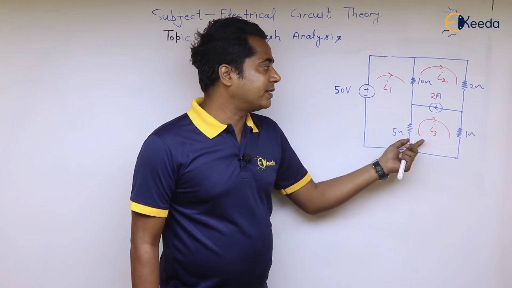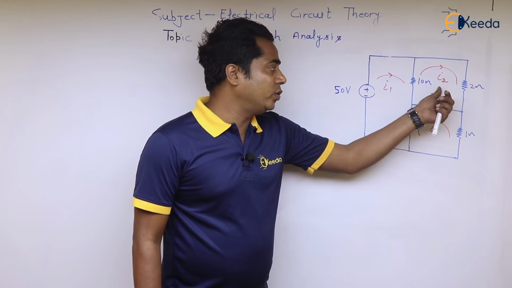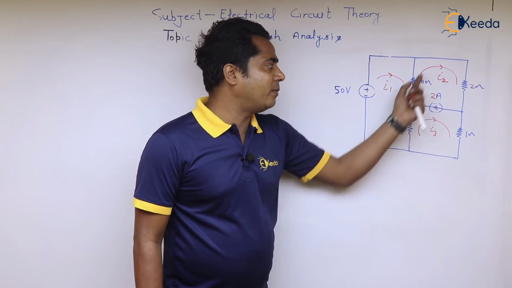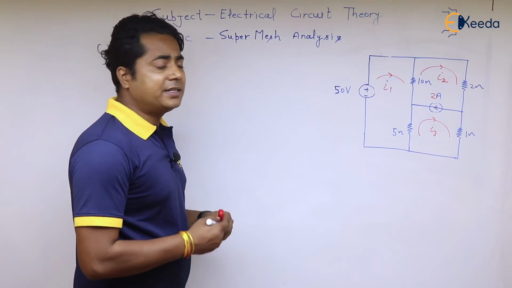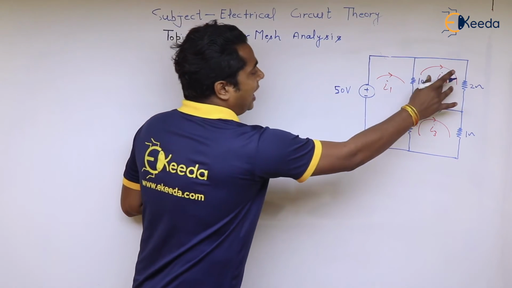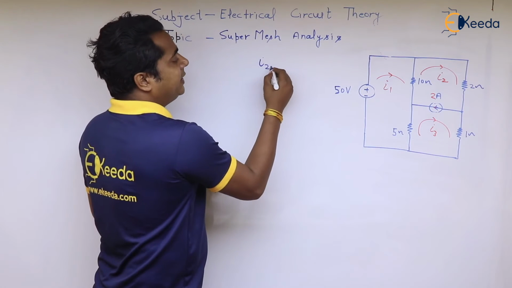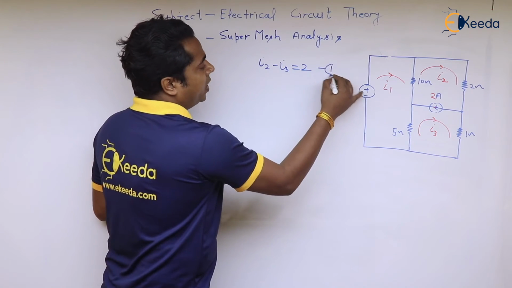So where is the super mesh? This 2 ampere comes in between mesh number 2 and mesh number 3. Then these two meshes will form a super mesh. So correspondingly we will write the necessary equation. I2 is in the direction of your current source, so I2 minus I3 will be equal to 2. This is equation number 1.